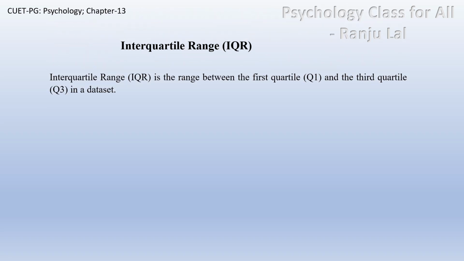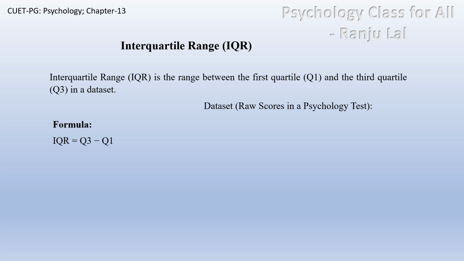Interquartile range is the range between the first quartile and the third quartile in a dataset, Q1 and Q3. It tells us where the middle 50% of scores lies. So the formula is IQR equals Q3 minus Q1, third quartile minus first quartile. That means it helps us remove the effect of extreme values, that is outliers, by focusing only on the central chunk of data. So how to calculate IQR?